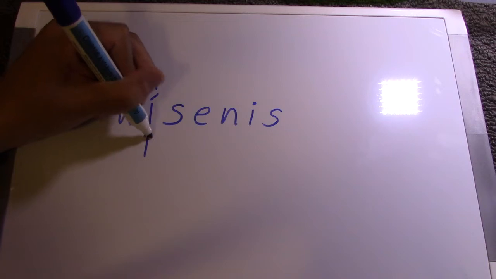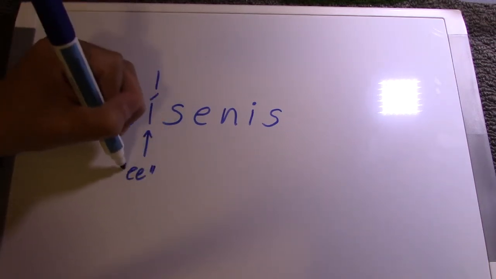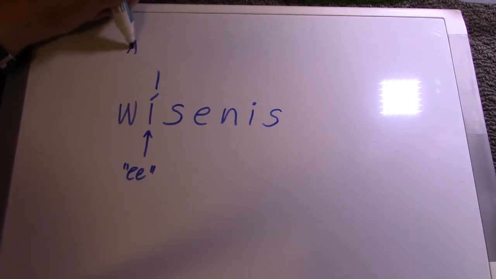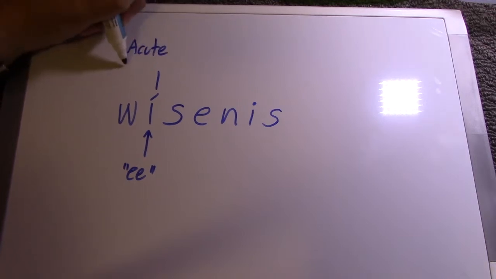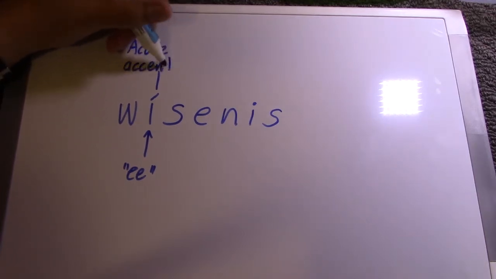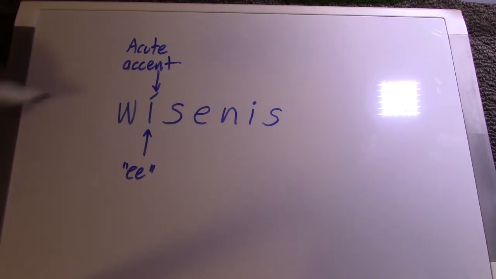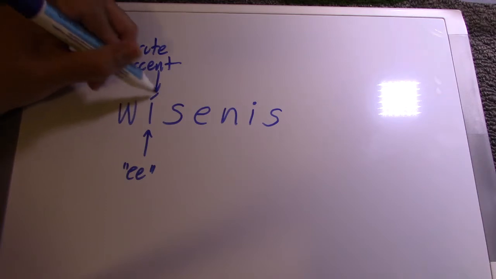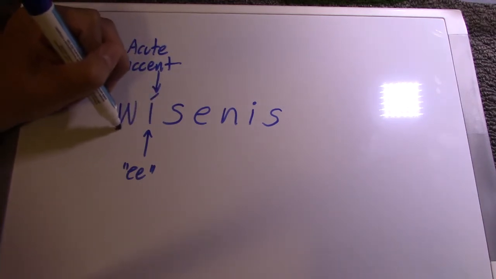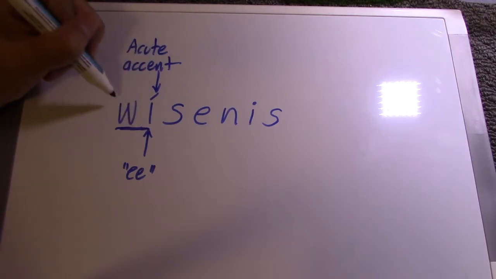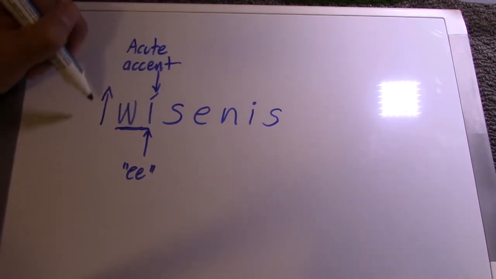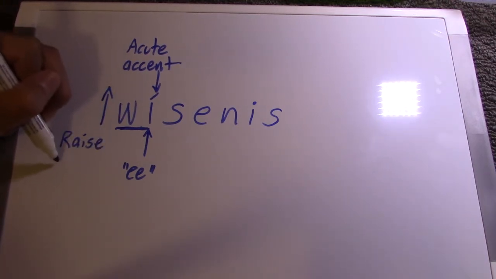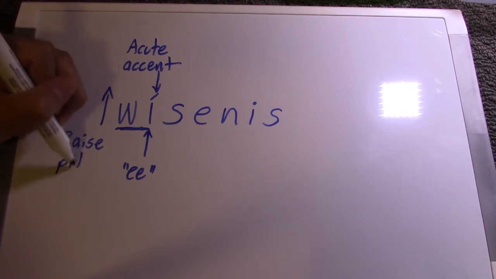I'll put this down here. This slanted line is here because this is what's called an acute accent. What this tells us is we need to raise the pitch of this syllable. The W and the I go together. This is one syllable here. So we're raising the pitch so it sounds more pronounced than the rest of the word.